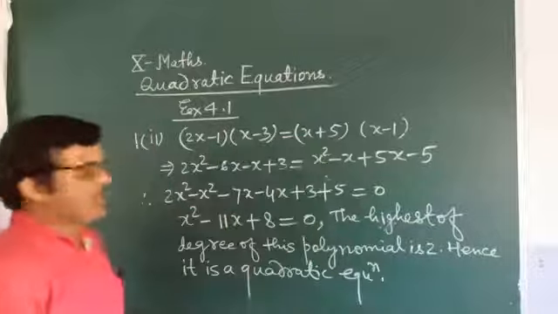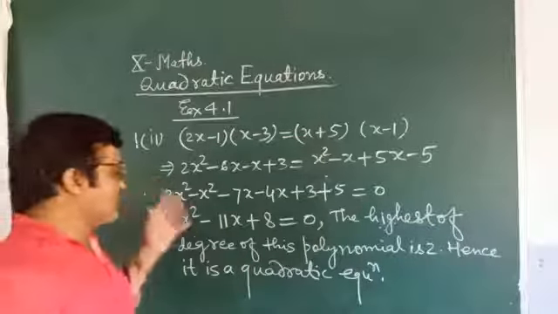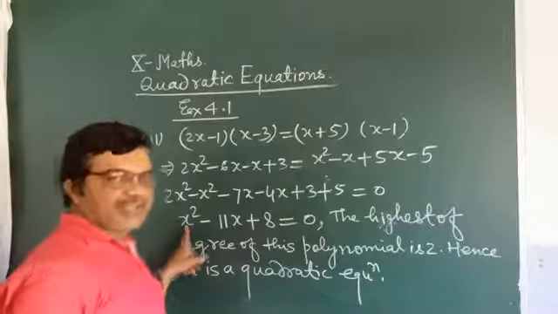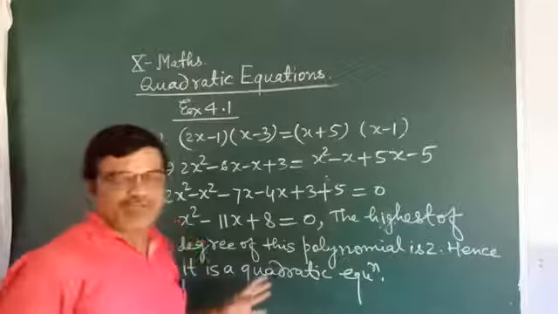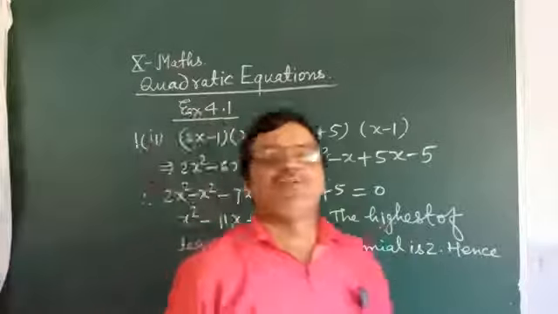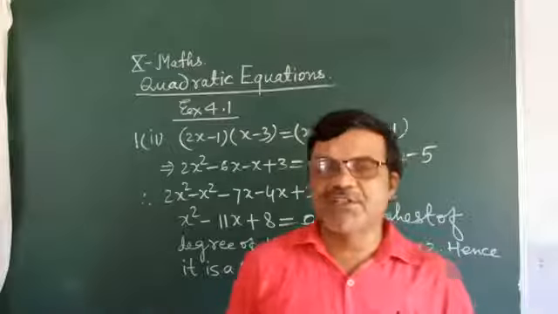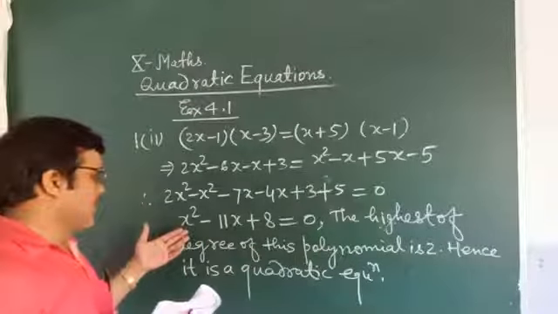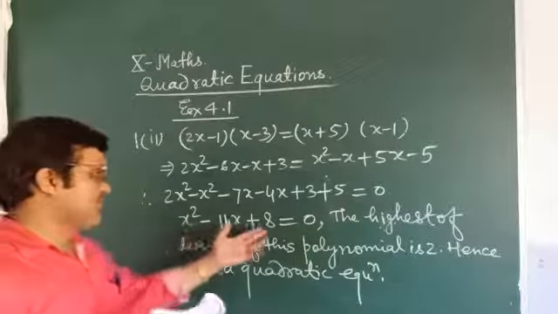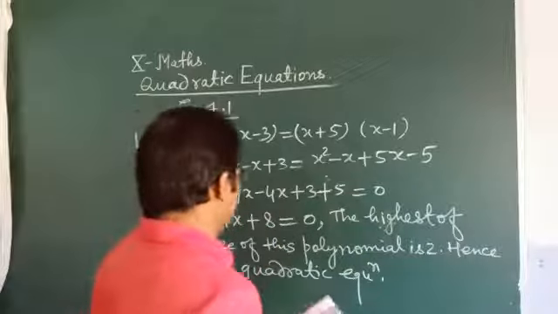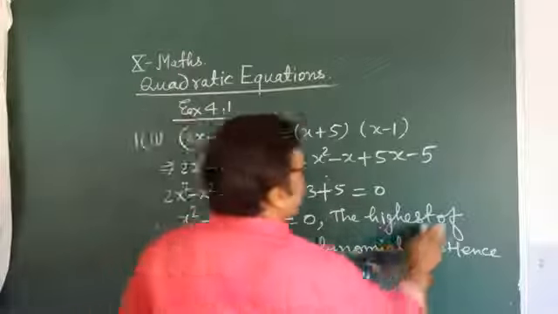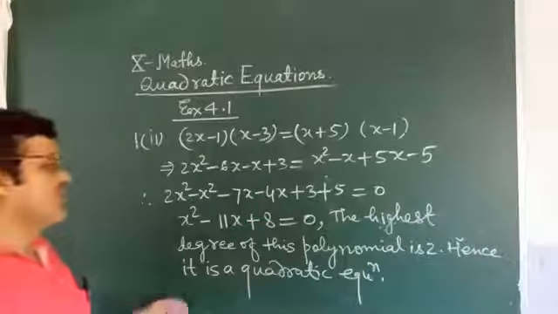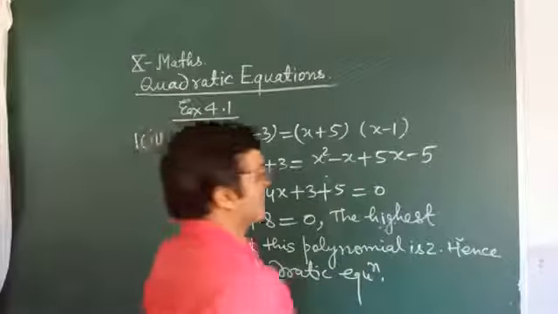So we solve the given polynomials. If the highest degree is 2, then it is a quadratic equation, otherwise not. If it is linear or cubic, then it is not a quadratic equation. So by solving we have x square minus 11x plus 8. The highest degree of this polynomial is 2, hence it is a quadratic equation.